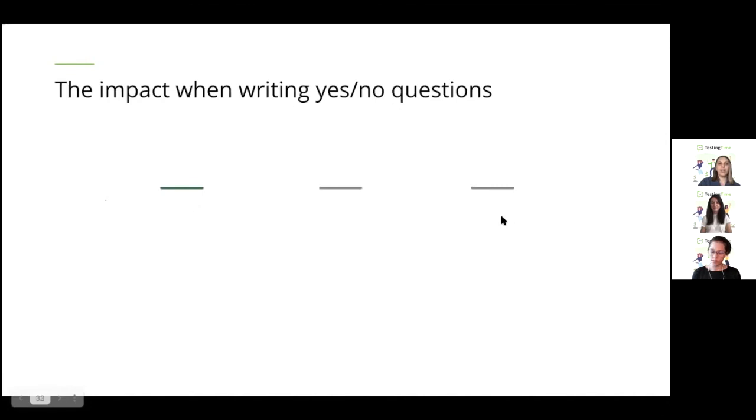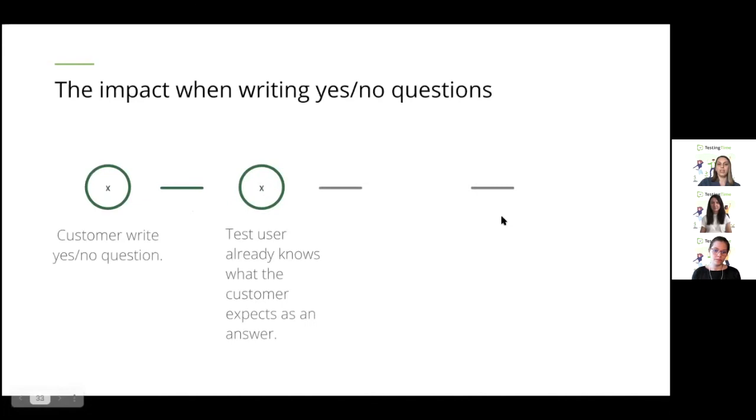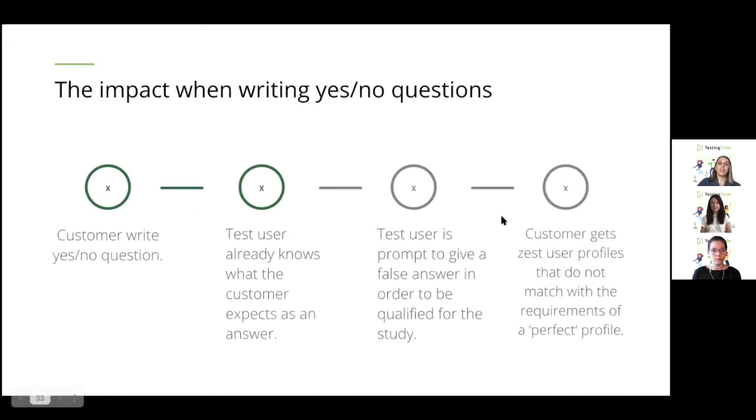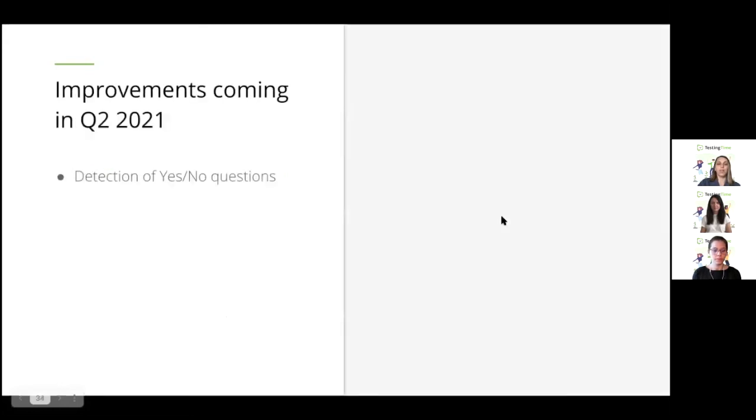Basically, let's go through the impact. The customer writes a yes/no question, and then the test user already knows what the customer expects as an answer. Then the test user is prompted to give a false answer in order to be qualified for the study. At the end, the customer can have profiles that do not match the requirements of a perfect test user.